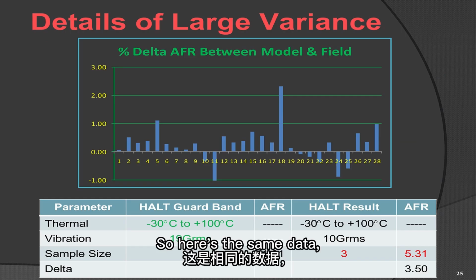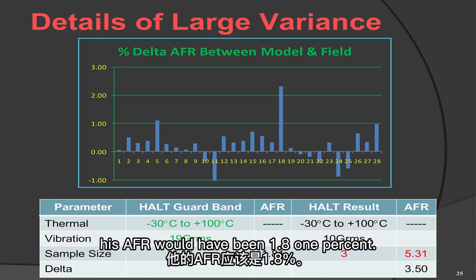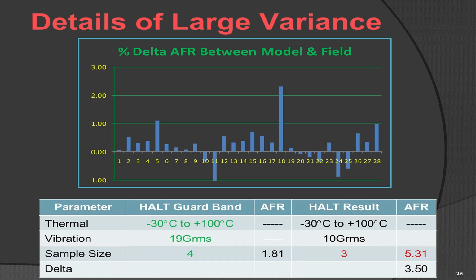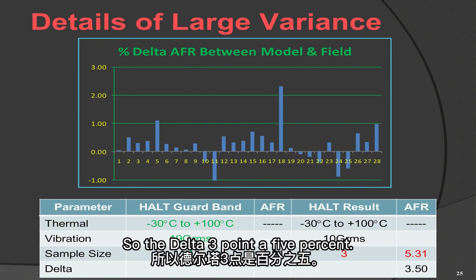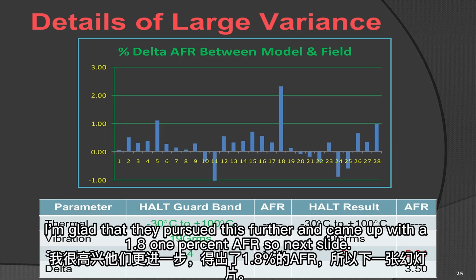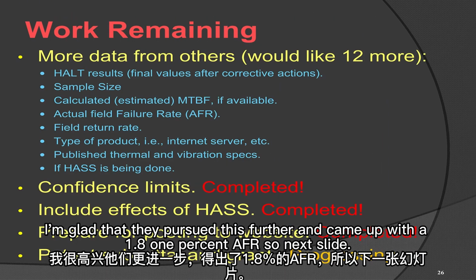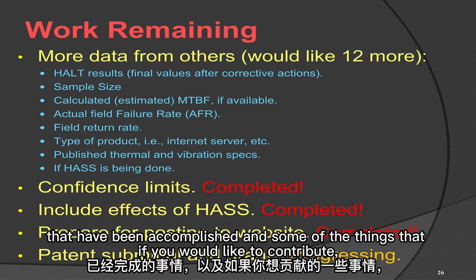So here's the same data, and had he done HALT with 4, his AFR would have been 1.81%, but as it is, he did 3, which gives him a 5.31% AFR, so the delta is 3.5%. So I'm glad that they pursued this further and came up with the 1.81% AFR. So, next slide. So here's some of the things that have been accomplished, and some of the things that if you would like to contribute, feel free to get in touch with Mike.